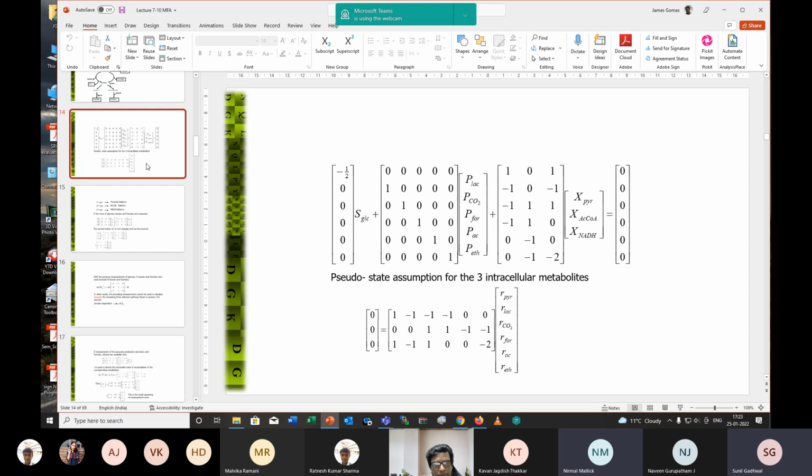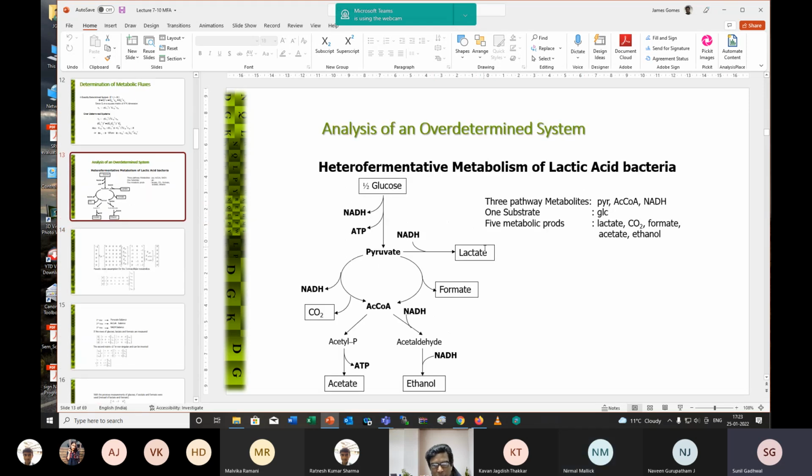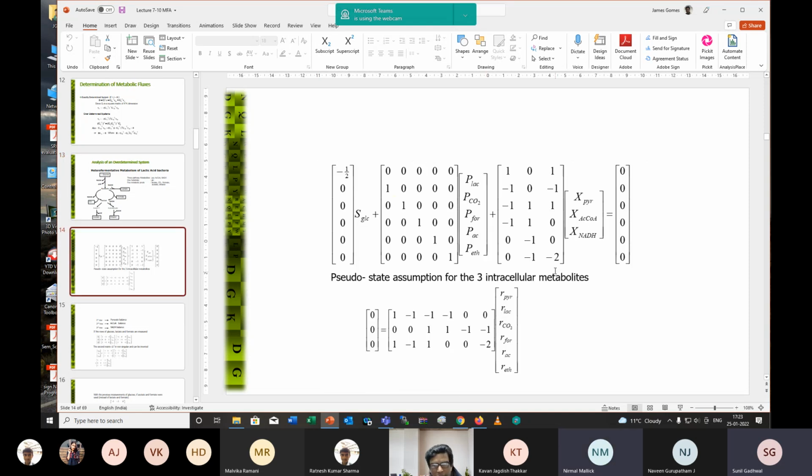Yeah. Yes, sir. Sir, here in this matrix, suppose this 0, 0, 0 and P lac and P CO2, are all these equations, like metabolic equations? These are products. So yeah, you have to go back to this model here. So now you see these things in the boxes are the products. So 1, 2, 3, 4, 5, right? So you come here 1, 2, 3, 4, 5.